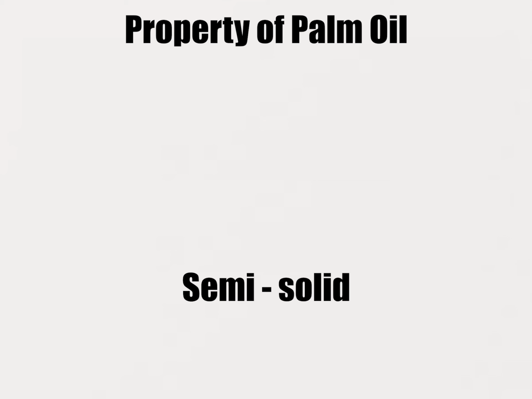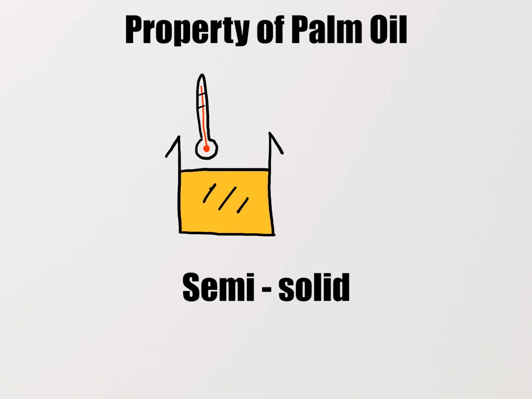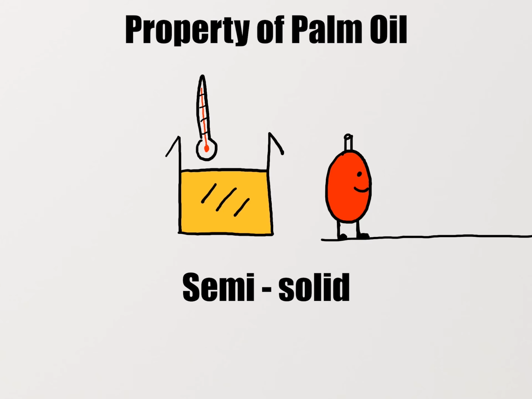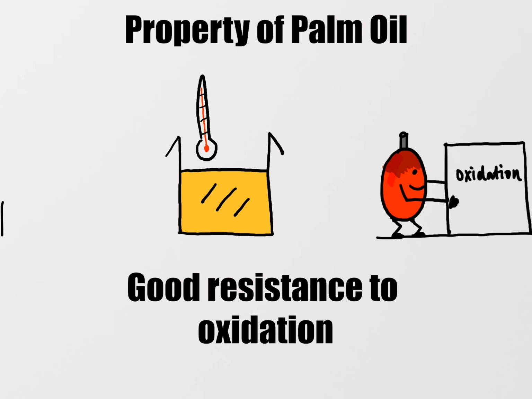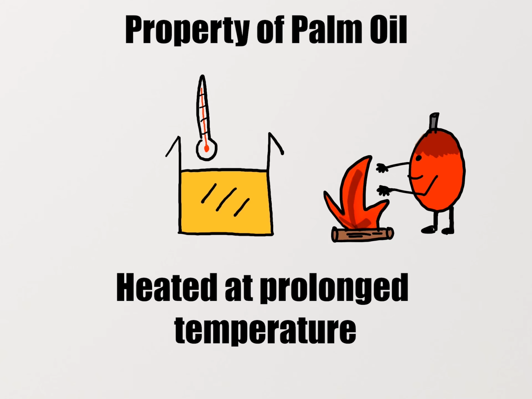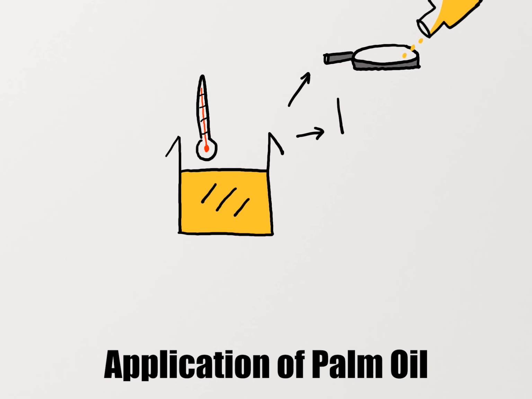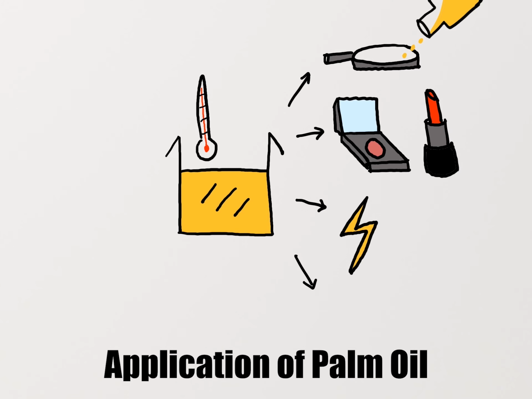Palm oil is semi-solid at room temperature. This characteristic is due to the 50% saturation level of the oil. Palm oil has good resistance to oxidation, hence able to be heated at prolonged elevated temperatures. Besides cooking oil, palm oil is also used in personal care and cosmetics, biofuel and energy, and pharmaceuticals industry.